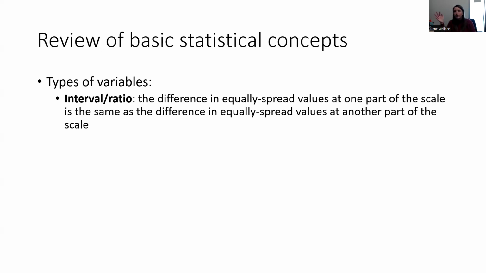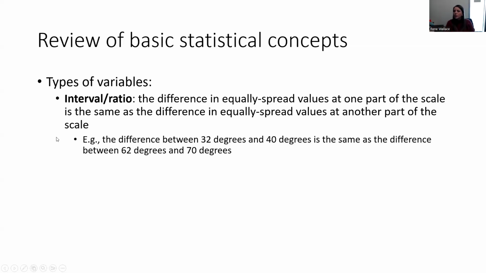So we have interval/ratio variables, and that's the difference in equally spread values at one part of the scale. The same difference is equally spread across values at another part of the scale. So, for example, the difference between 32 degrees and 40 degrees is the same difference as 62 to 70, right? 8 degrees is the same, right? There's an 8-degree difference, whether we're talking about that first part or that second part. So the spacing is the same and it's meaningful.